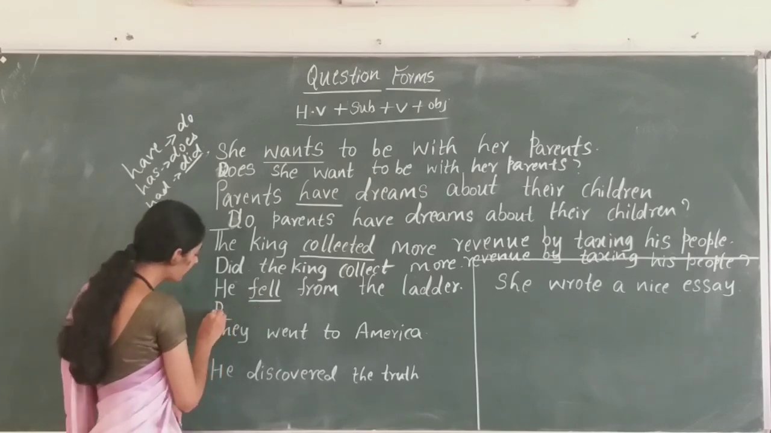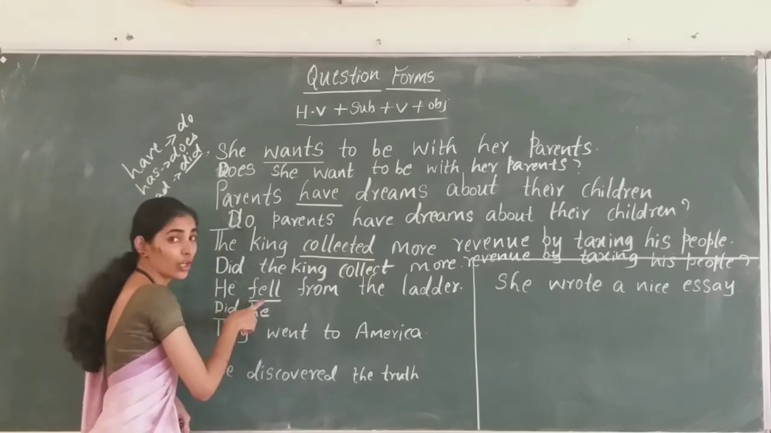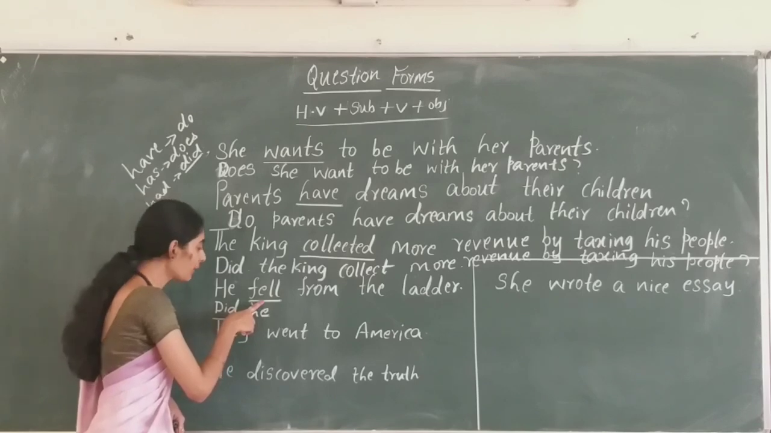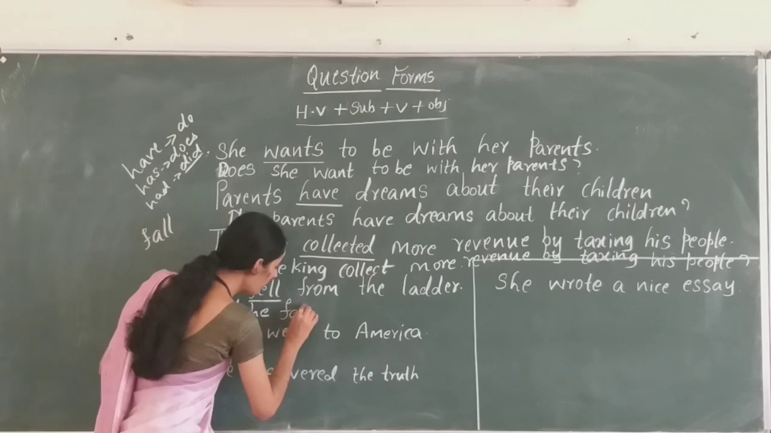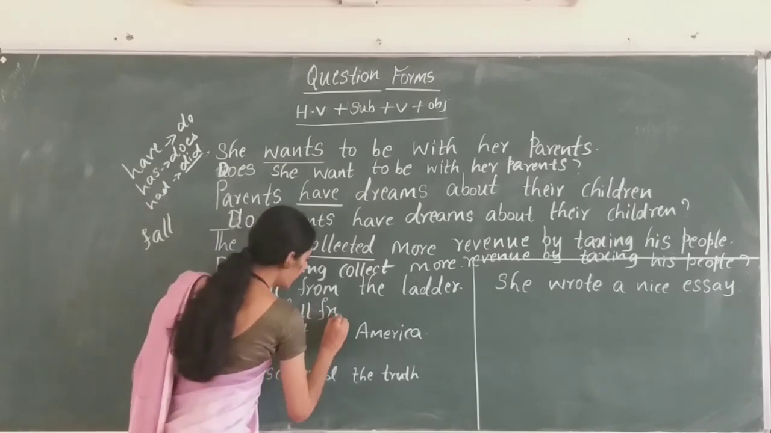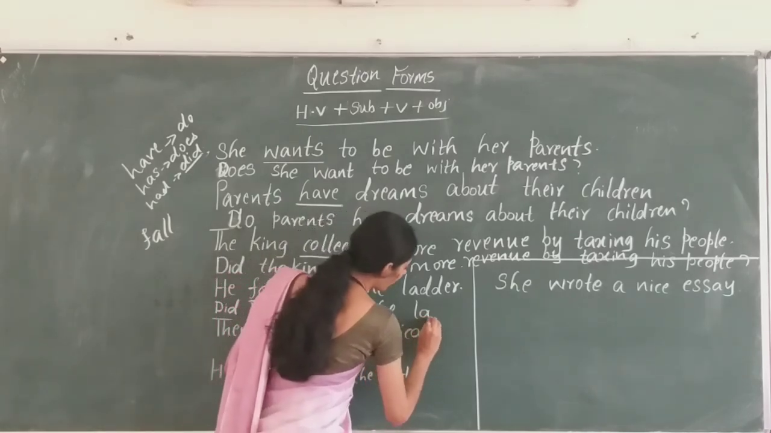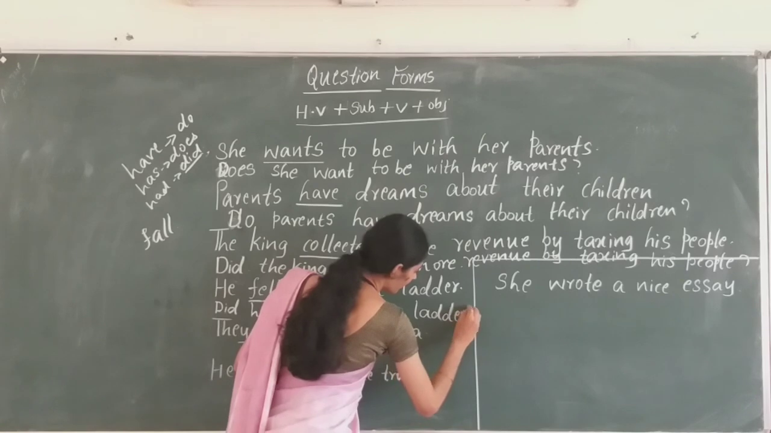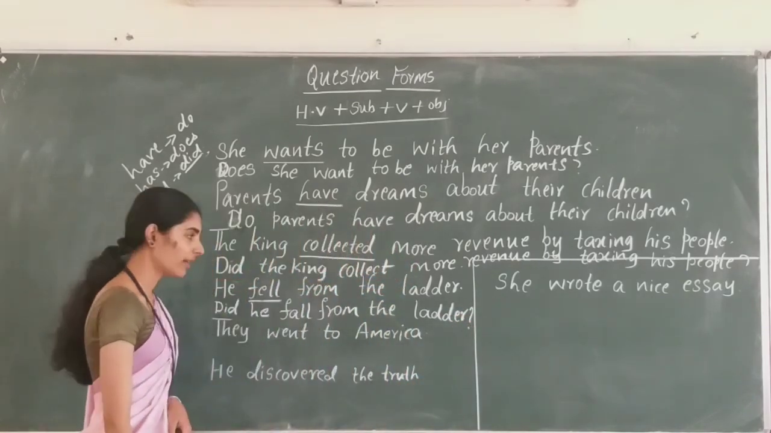So did he, you cannot write fell, you have to write the present form of fell, that is fall. Did he fall from the ladder? Did he fall from the ladder?